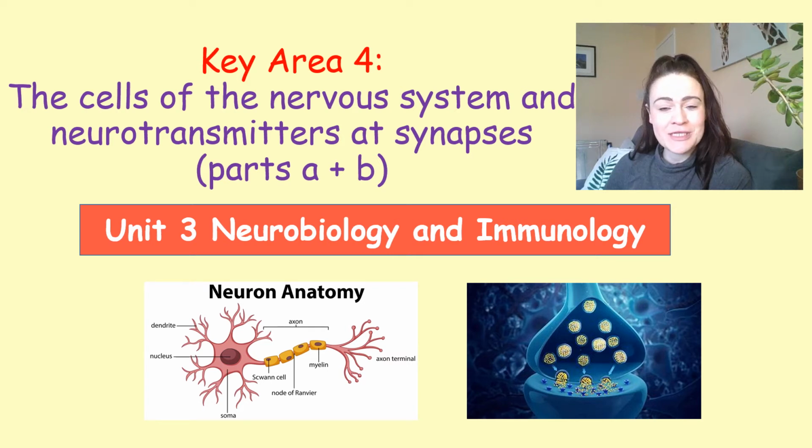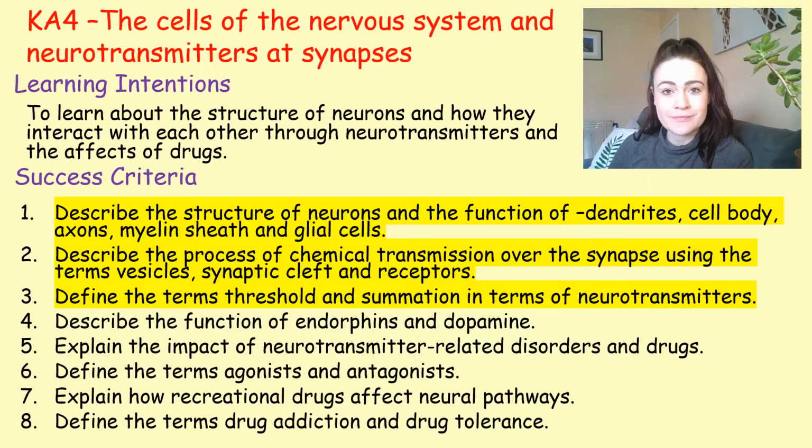Hi everyone, this little video looks at Key Area 4 of Unit 3 of the Higher Human Biology course. It's looking at neurotransmitters and communication over the synapse, which, if you remember, is the gap between two neurons. Now this is quite a big key area, so I'm only going to be looking at parts A and B, and that's highlighted below. So we're going to be looking at the structure and the function of different parts of the neuron and something called a glial cell.